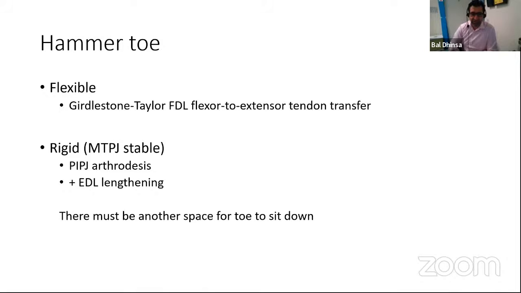You may need, once you've done arthrodesis, if the toe is still extending a little bit, to augment this with an extensor tendon lengthening, which I tend to do with a Z lengthening. The key thing when you do this is that you need to ensure there's enough space for the toe to sit down. So there's no point doing a PIPJ fusion of the second toe, for example, if there's a hallux valgus and the second toe, despite you fusing it, is going to be elevated because there's no space for it to sit down. So you may need to combine this with surgery to the hallux to ensure there's space.